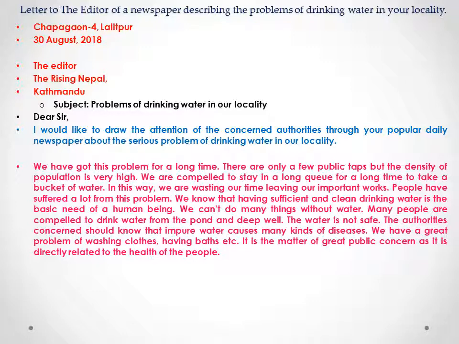Many people are compelled to drink water from the pond and deep well. The water is not safe. The authorities concerned should know that impure water causes many kinds of diseases. We have a great problem of washing clothes, having baths, etc. It is a matter of great public concern as it is directly related to the health of the people. And this is the body of the letter.